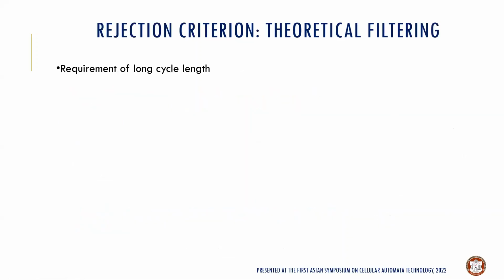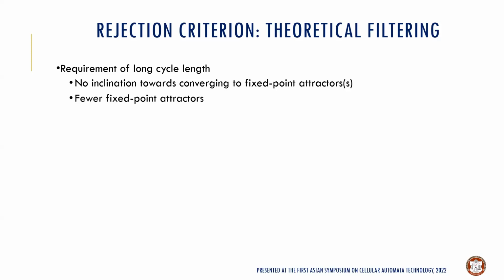We also have some other rejection criteria. Our requirement is long cycle length. So how can we ensure that the cycle length is going to be very long? The first criterion we want to check is that there is no inclination of the configurations towards converging to any fixed point attractor. And we want a fewer number of fixed point attractors, because we know that there will be some cycles. We can't get only one single cycle with all the other configurations part of the same cycle. That is not feasible in periodic boundary CA.